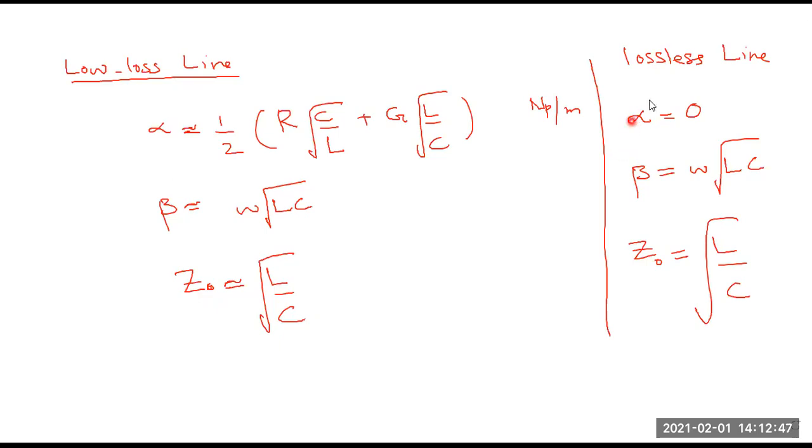But the major difference is that for a lossless line, the attenuation constant is zero. There are no losses on a lossless line, which is an ideal line. But for a practical low loss line, the attenuation constant will not be equal to zero. It will be equal to this expression. So depending upon the resistance, capacitance, inductance, and conductance per unit length, you will get some finite value out of this expression, and that will be the attenuation of that line.